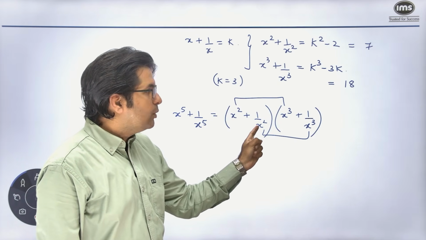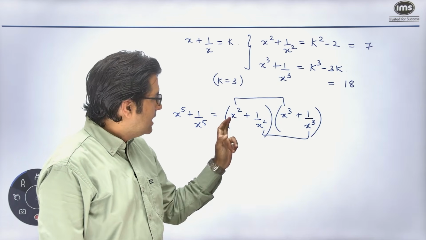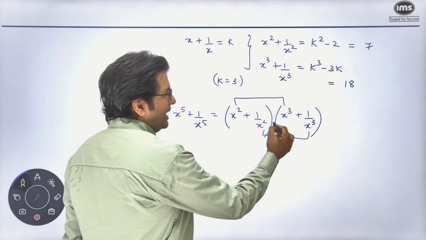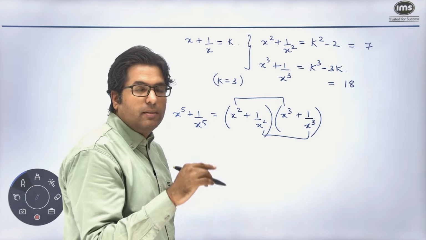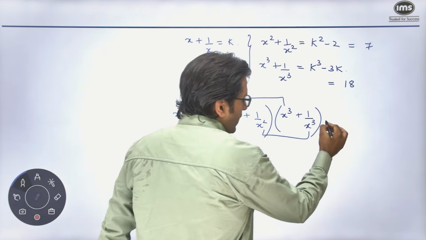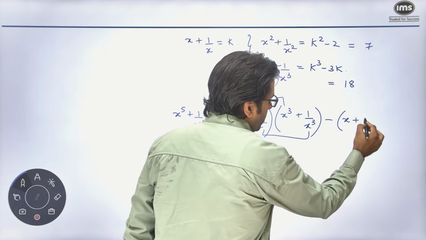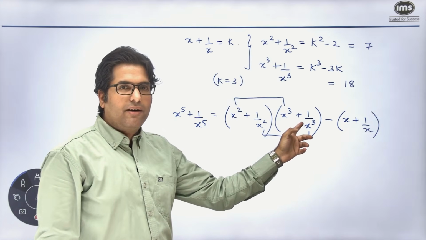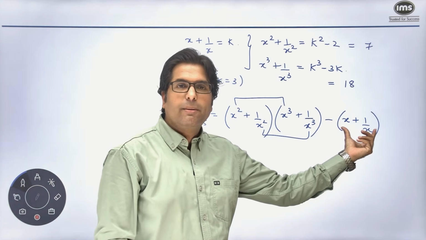You will get x cube into 1 by x square, which is plus x, and you will get x square into 1 by x cube, which is 1 by x. So can I say you are getting one extra set of terms which are x plus 1 by x? If I subtract those extra set of terms, and will this work always? Yes. Whenever you have two consecutive powers, you will always get an x plus 1 by x extra term.